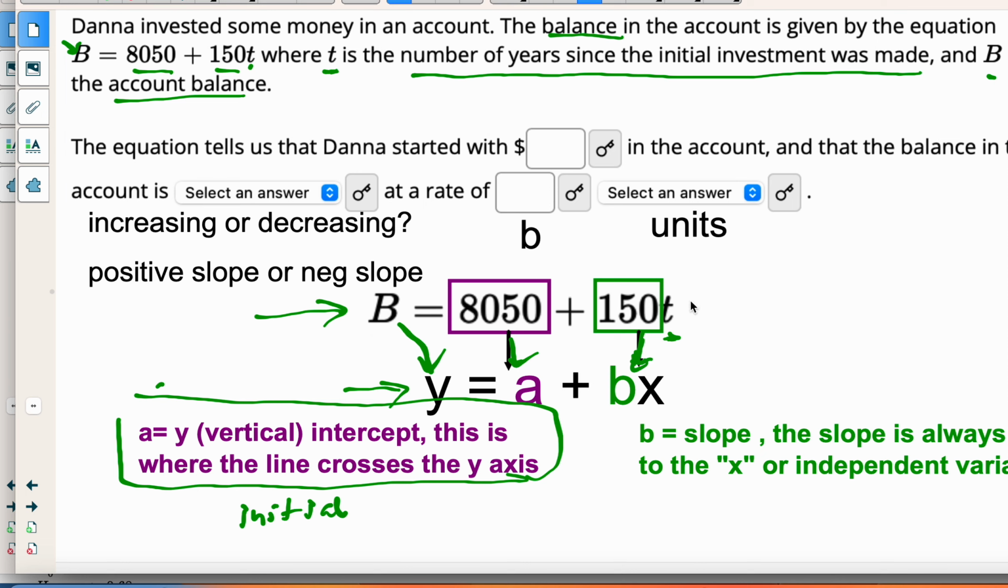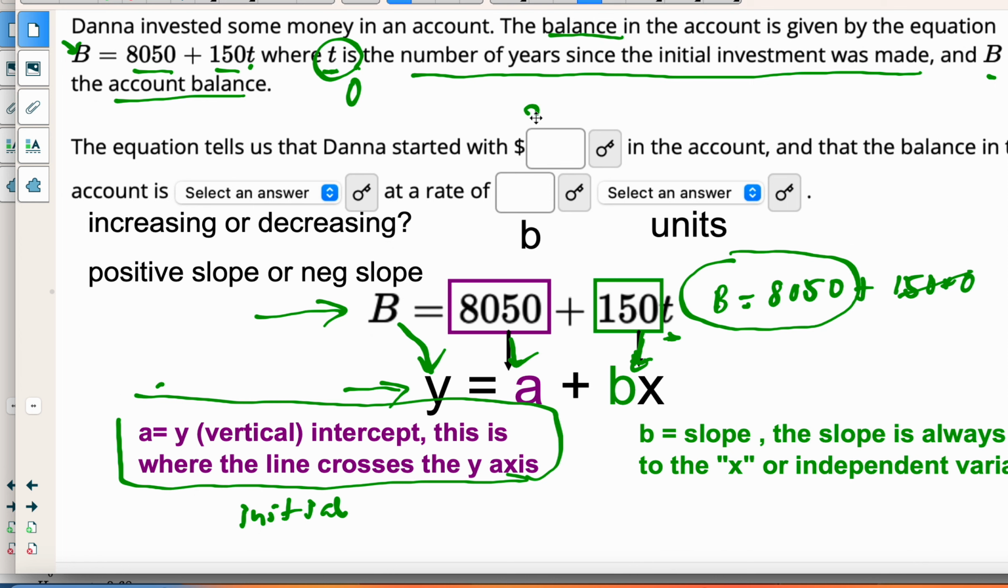Well, when did she start the account? What would this T value be equal to? Well, it'd be equal to 0. When she first made the initial investment, the number of years it was in the account would be 0. So if I substitute 0 in this equation, I would just have B equals 8,050 plus 150 times 0. That tells me my initial account balance is $8,050. That's how much she first invested. Time was equal to 0 when I first invested.